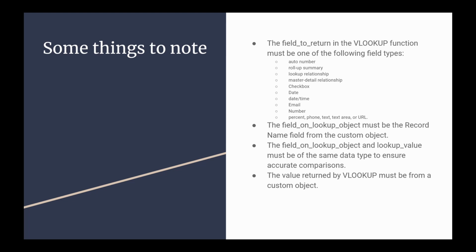More things to note: the field on lookup object must be the record name from the custom object. The field on lookup object and the lookup value must be the same data type to ensure accurate comparisons. And as I mentioned previously, the value returned by VLOOKUP must be from a custom object, so it is mandatory that you create a custom object.